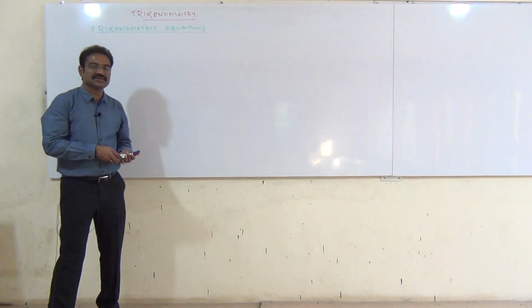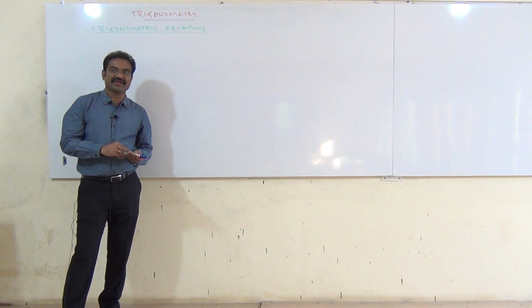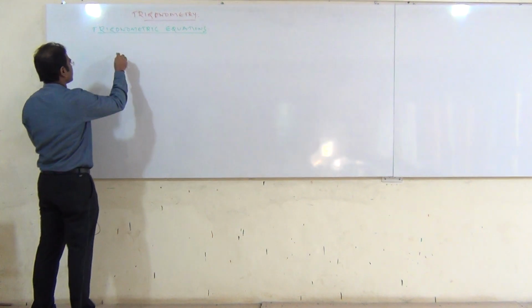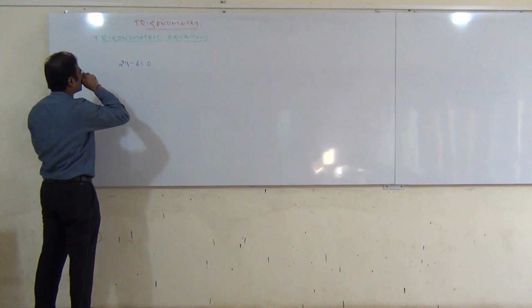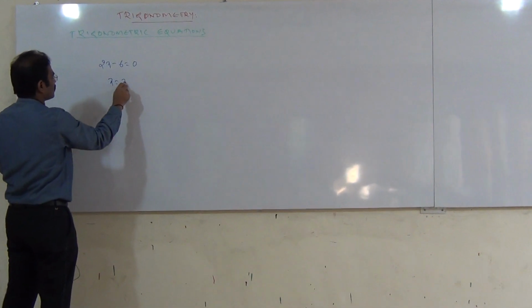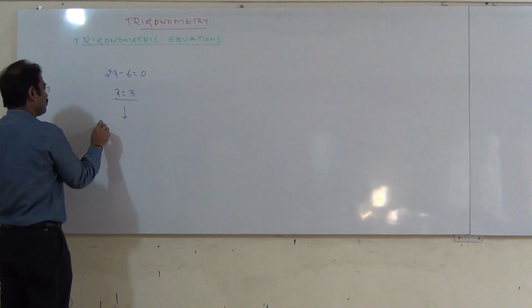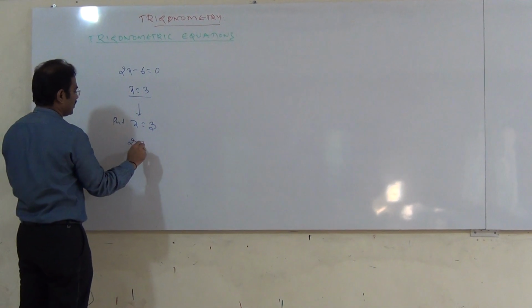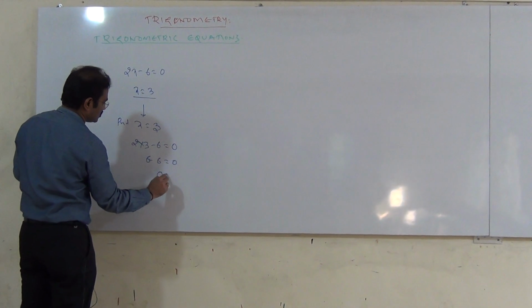What is an equation? An equation is a mathematical statement in which there is an unknown quantity. Now I write 2x minus 6 is equal to 0. This is called an algebraic equation. You can solve this one. x is equal to 3. And moreover, if you put x is equal to 3, what happens? 2 into 3 minus 6 is equal to 0, 6 minus 6 is equal to 0, 0 is equal to 0.